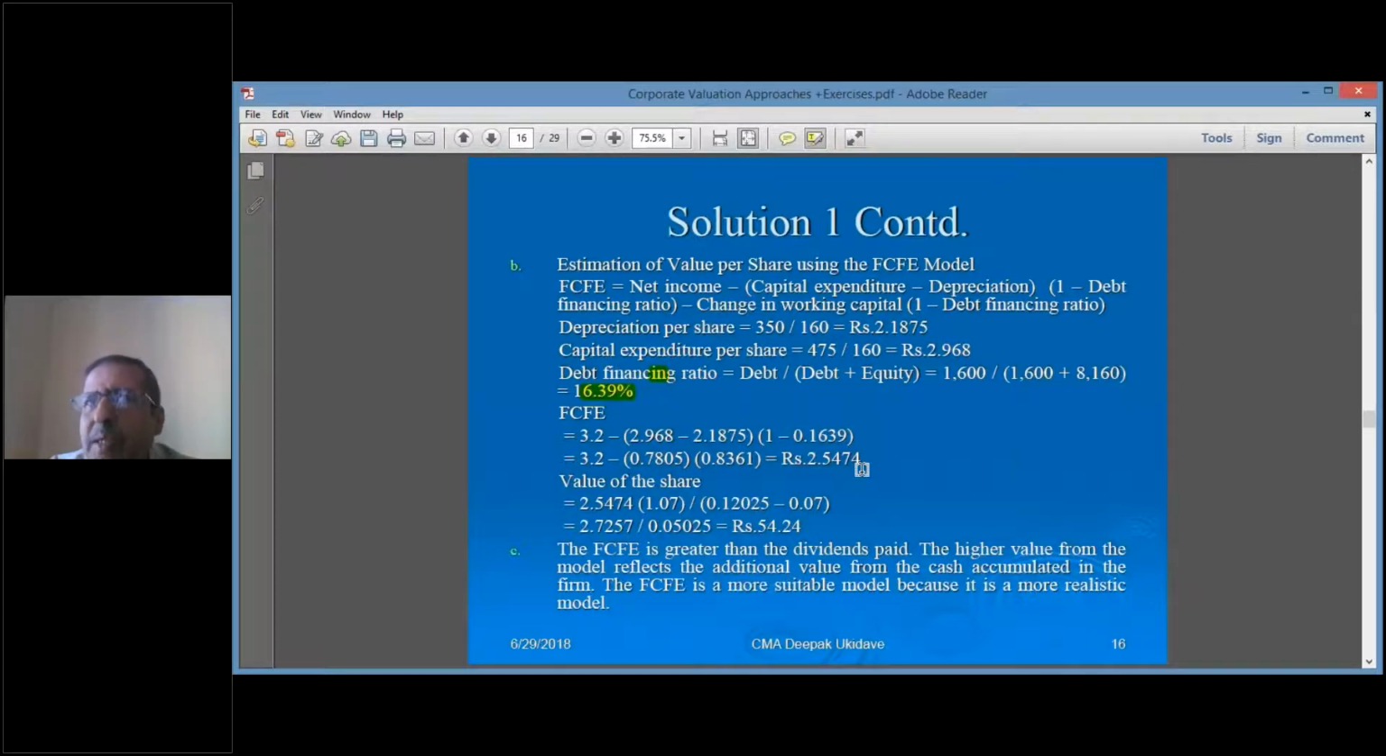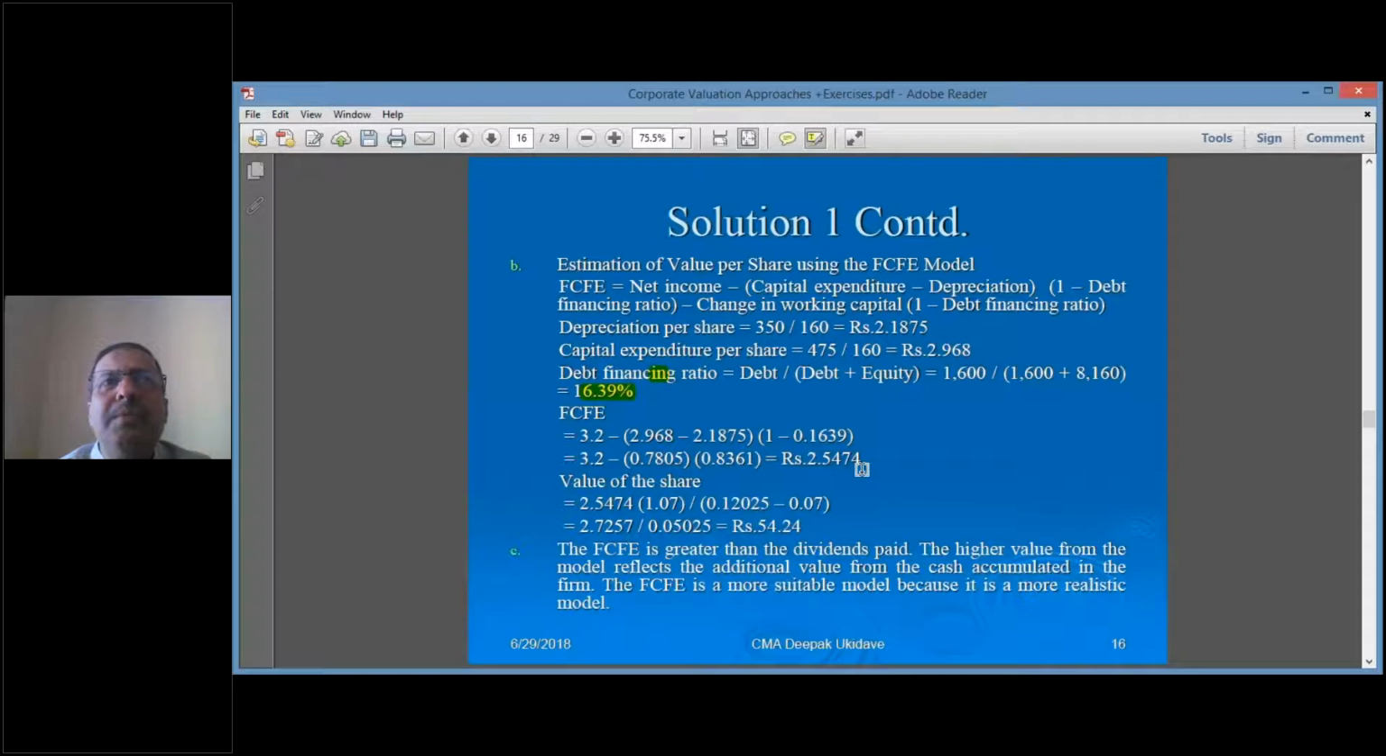I repeat the flow. This is the approach to be used for FCFF, free cash flow to firm. Start with sales minus operating cost. Operating cost is normal operating expenditure plus depreciation; depreciation is a part of operating cost. So sales minus OPEX, including depreciation, you get EBIT. You have to convert EBIT into NOPAT. How will you do that? EBIT into 1 minus T will give you NOPAT.